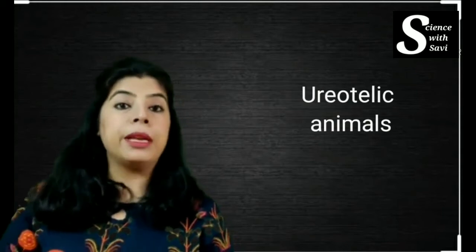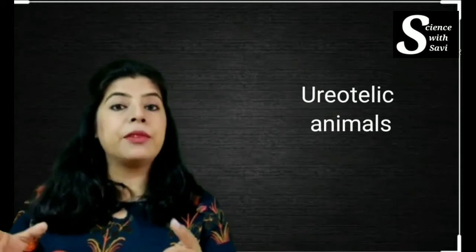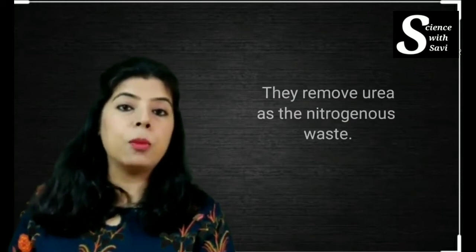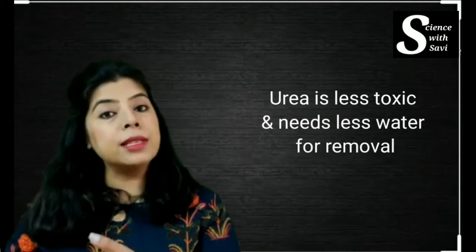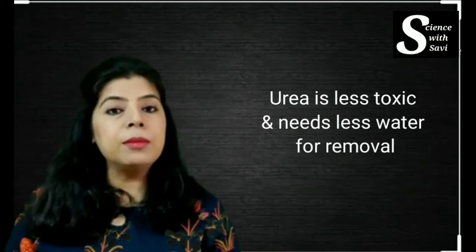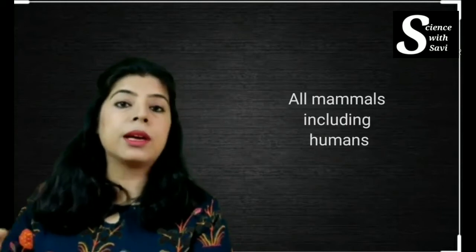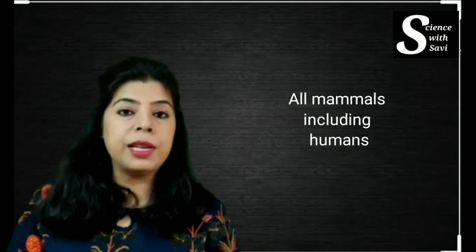Now we come to the next name, which is ureotelic. From the name itself, it's clear that they are removing the nitrogenous waste in the form of urea. Urea is less toxic than ammonia and requires a lesser amount of water. So which animals will release urea? These are all kinds of mammals. Even we human beings release nitrogen in the form of urea because it does not require more water. Now just imagine if we had to remove ammonia from the body, almost all the water from the body would be drained out.